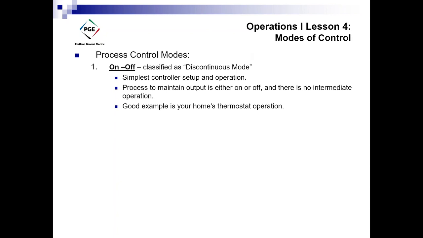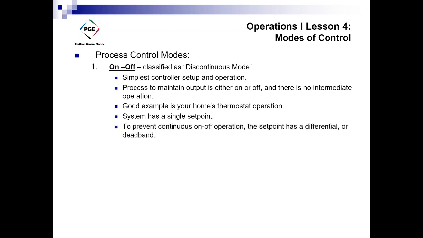Kind of a good example is your home's thermostat. You set a temperature, and it maintains that temperature. So it's either on or it's off. So the system has one set point. And in an on-off system, to prevent continuous on-off operation, the set point has a differential or deadband.